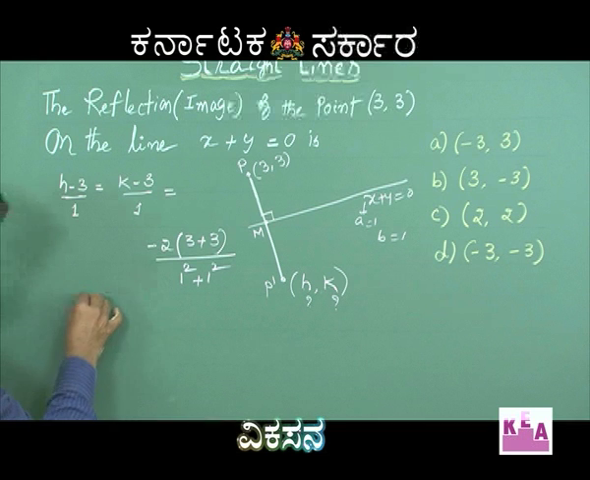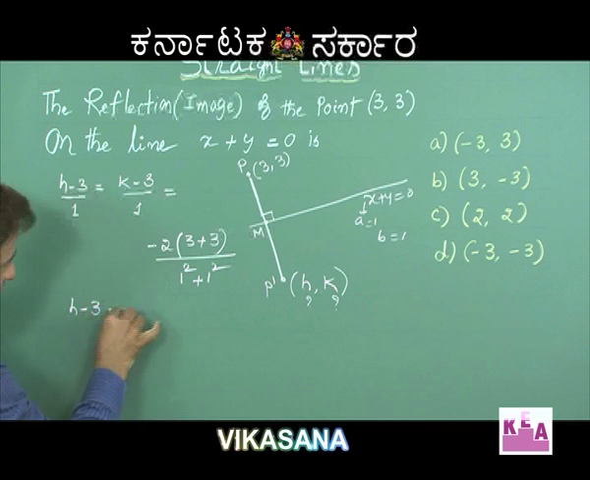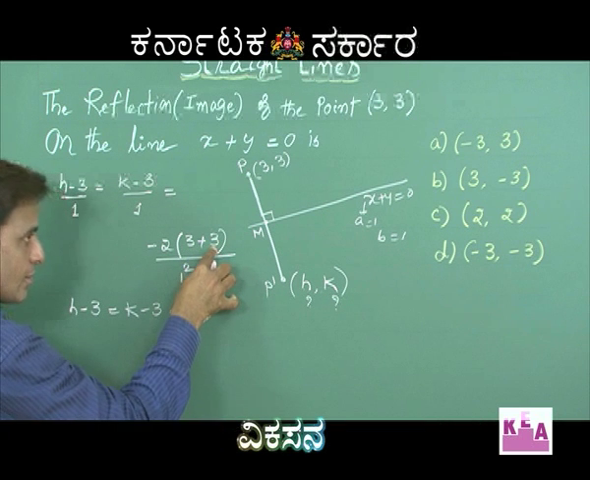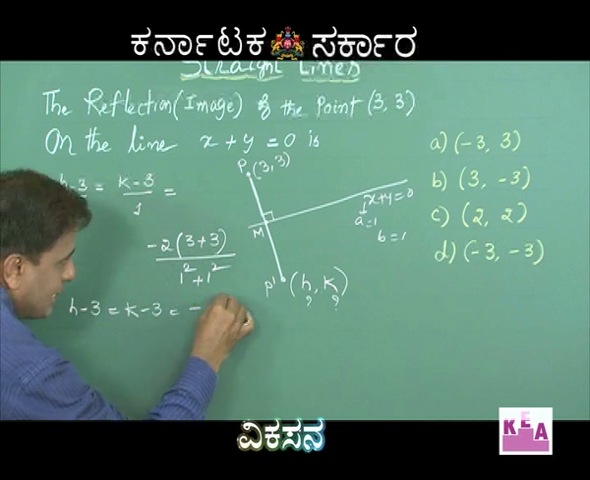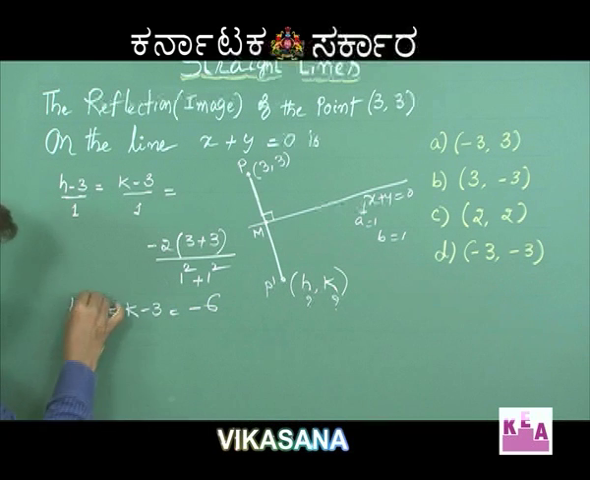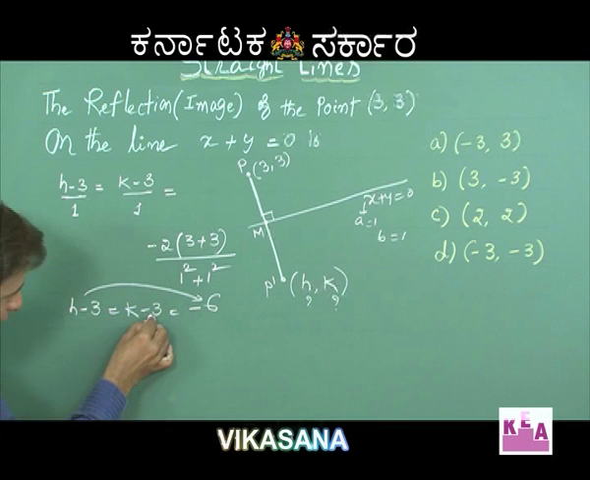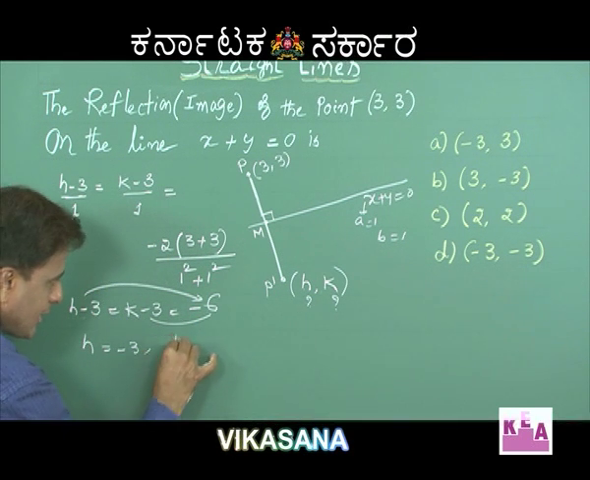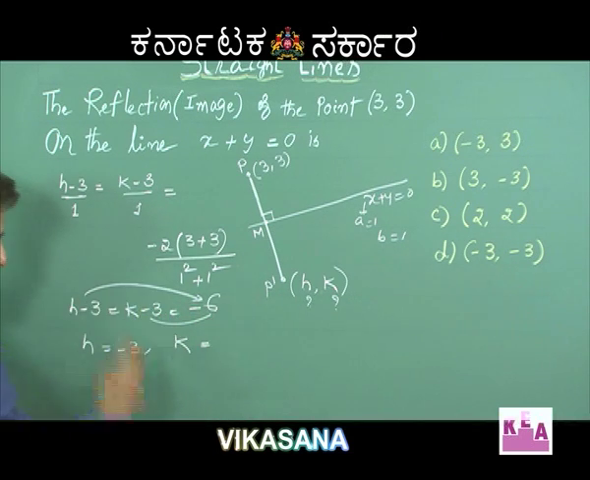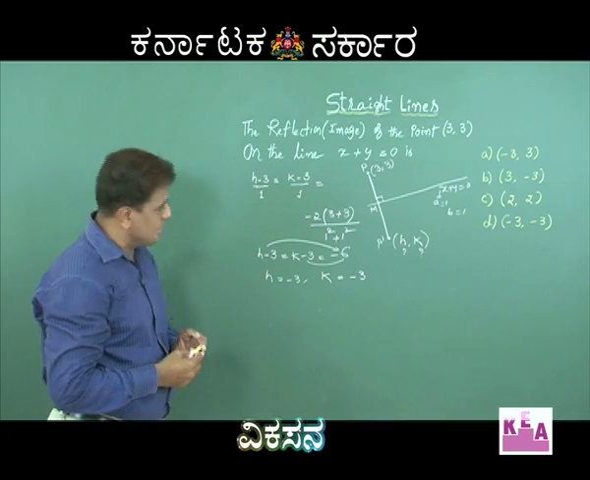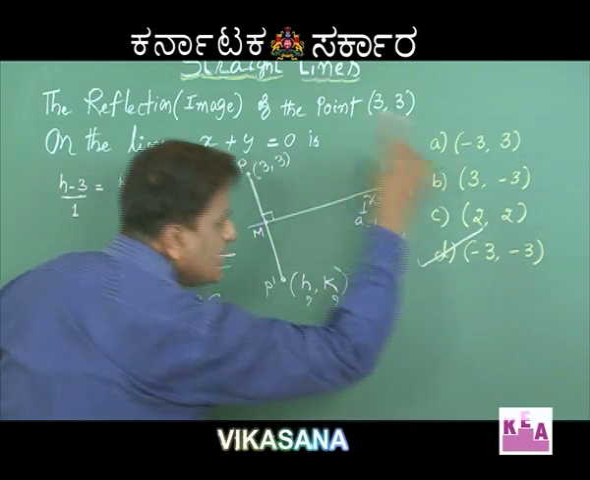So the final simplification is h minus 3 is equal to k minus 3 is equal to minus 2 times 6 by 2, the 2s get cancelled, that is equal to -6. h minus 3 is equal to -6, so h is equal to -3. Comparing these two, h is equal to -6 plus 3, that is -3, and k is equal to -6 plus 3, again equal to -3. The coordinates of the image are -3, -3. The right option is D.